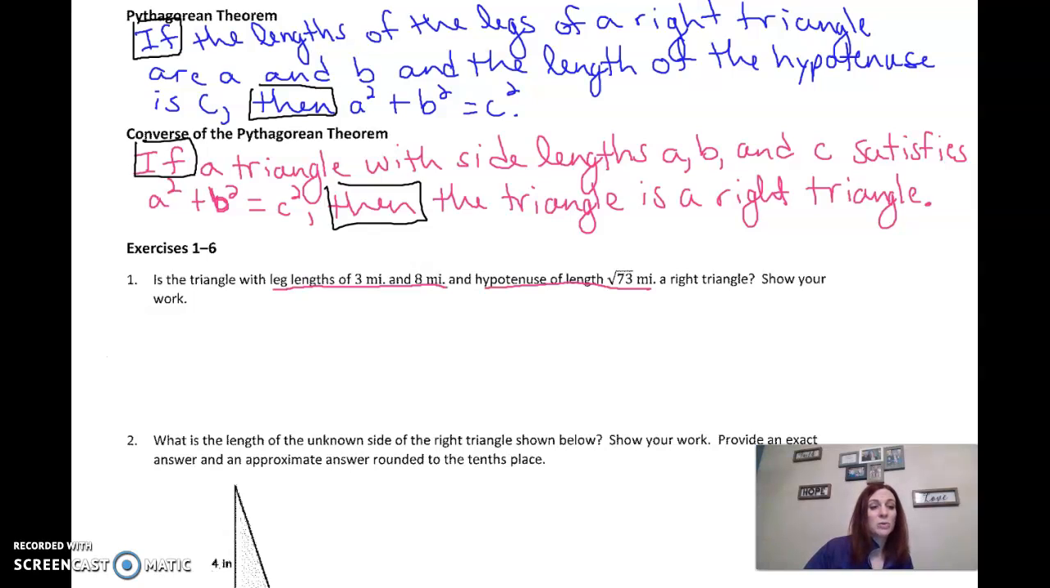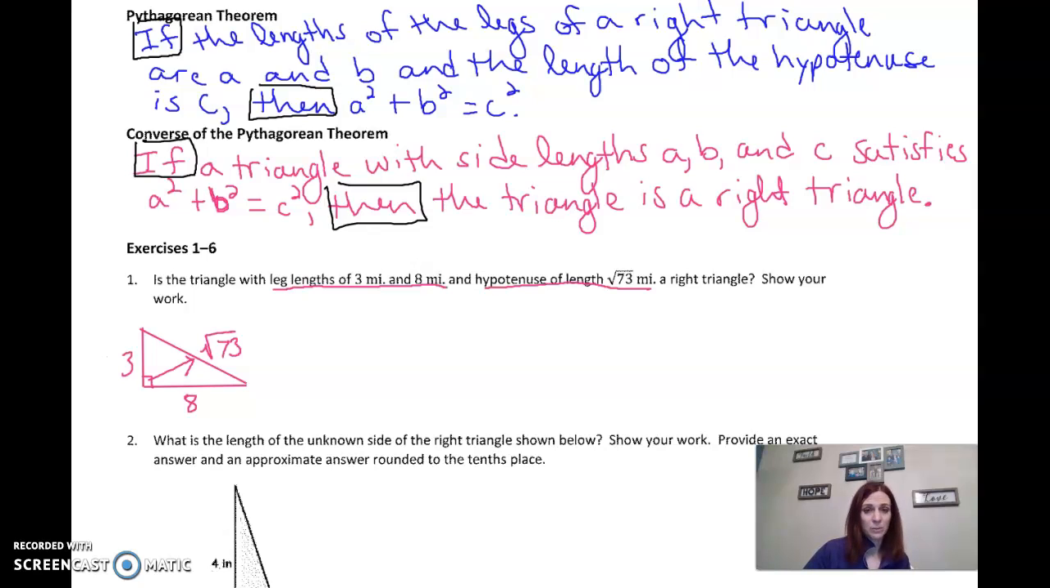Okay, so you totally don't have to draw a picture, but I do feel like it's easier sometimes to get a visual of it. Remember, legs are the sides around the right angle. So if I designate this to be my right angle, I'm going to put 3 miles here and 8 miles here. That would mean our hypotenuse is across from the right angle, square root of 73. The other thing that's going to be a little different with these is we're not just going to have integers we're working with. We're working with the square root of 73. Remember, if it's not a perfect square, it's an automatic approximation.